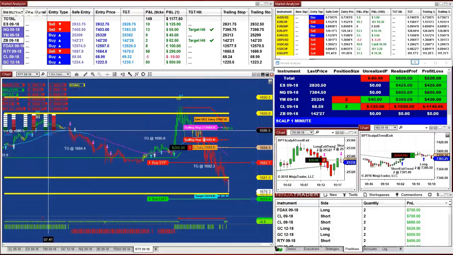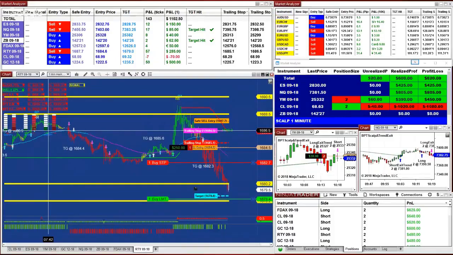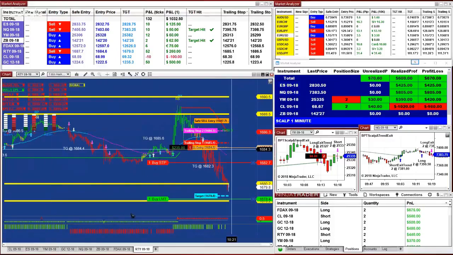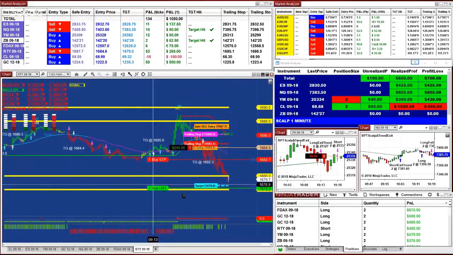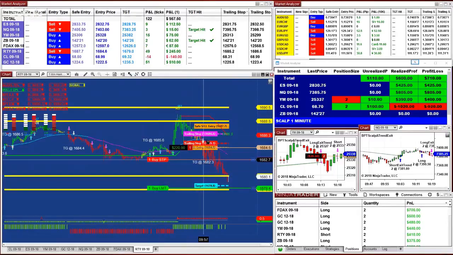But this is the advantage why I like to use the price action, because I can manage to move my targets, and I can manage to extend it, or I can move my trailing stop.